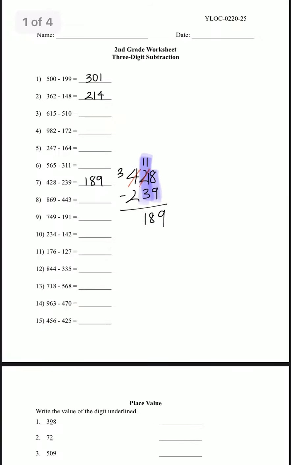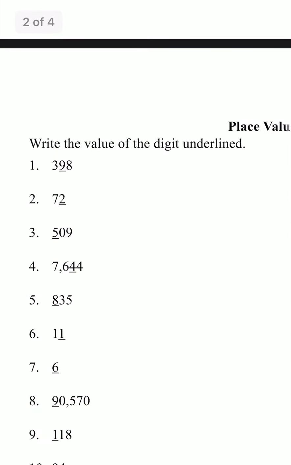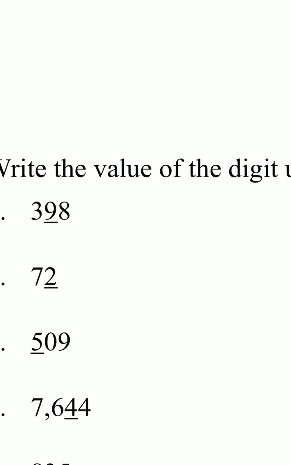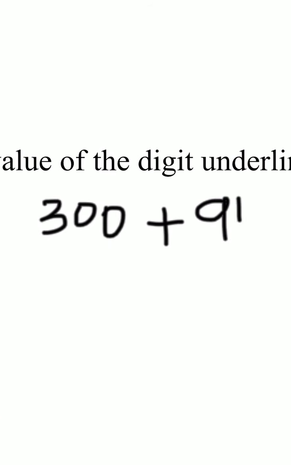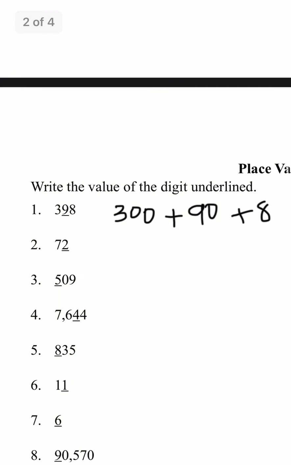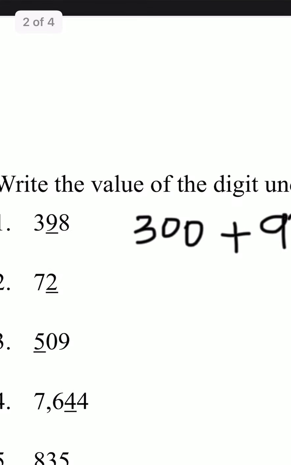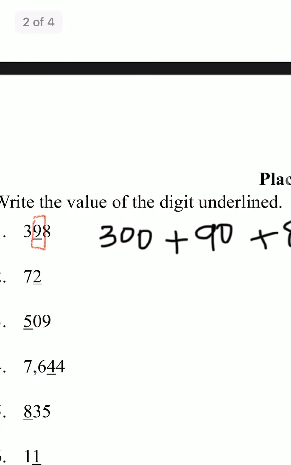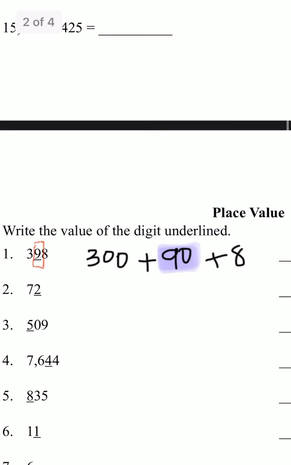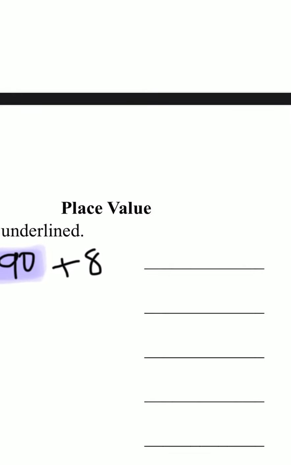Okay, let's move on. Write the value of the digit underlined. So if you write this number, 398, into an expanded form, we have 300 plus 90 plus 8. And the 9 is our second digit, and it's underlined, right? So our second digit is 90. So we're going to put 90.